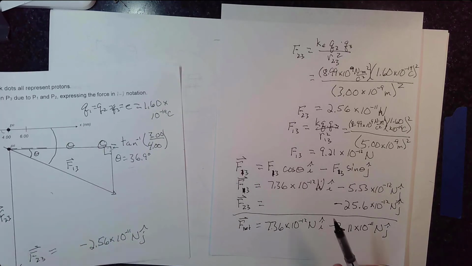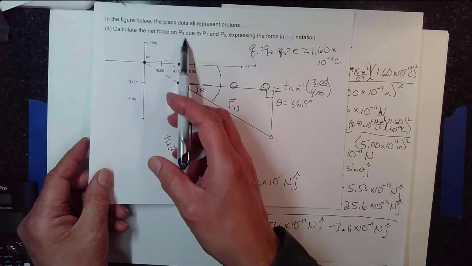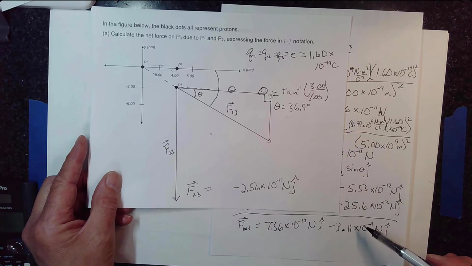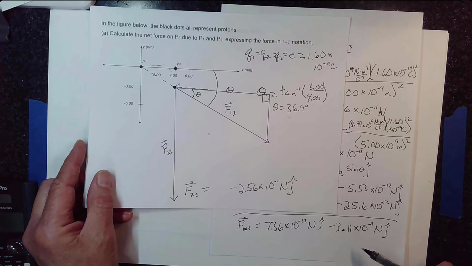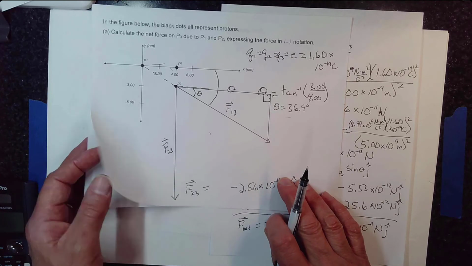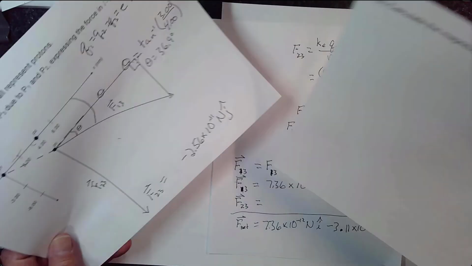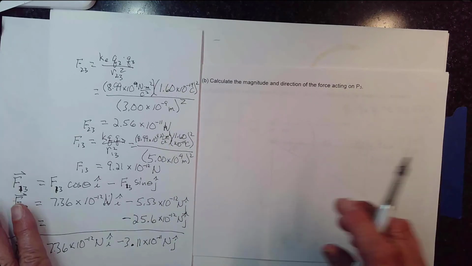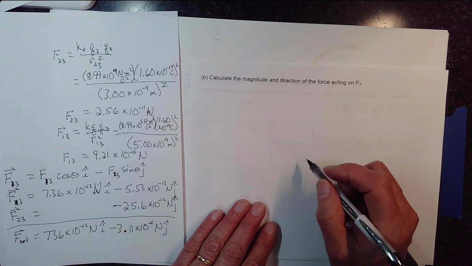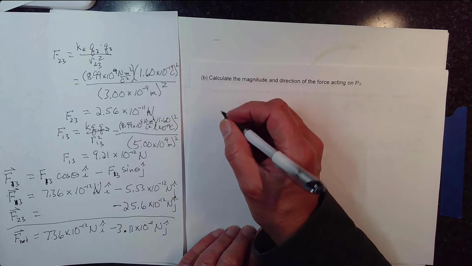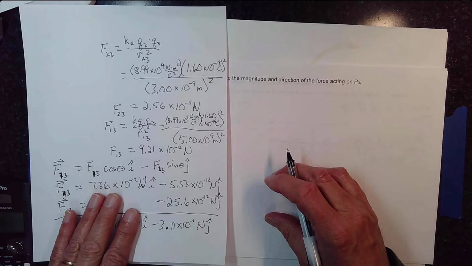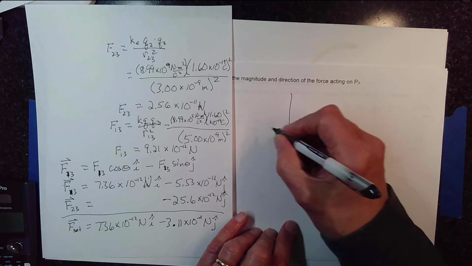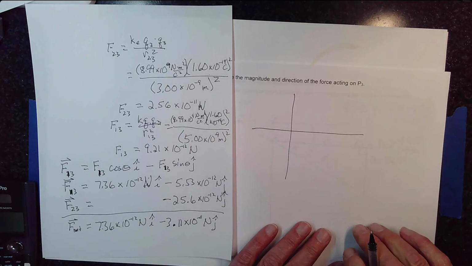And so that is the net force on P3 due to P1 and P2 expressed in i hat j hat notation. That was a fair amount of work just for 2 charges. Okay, it's not that fun to do. Then, as a last part, I'll calculate the magnitude and direction of the force acting on P3. Well, here's the force. That's my net force. And I can sketch what that thing looks like with its i hat and j hat components.